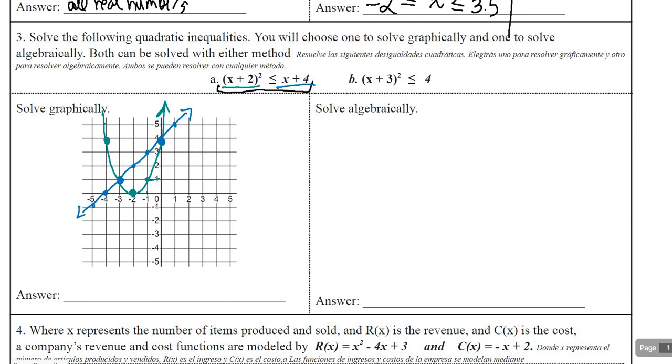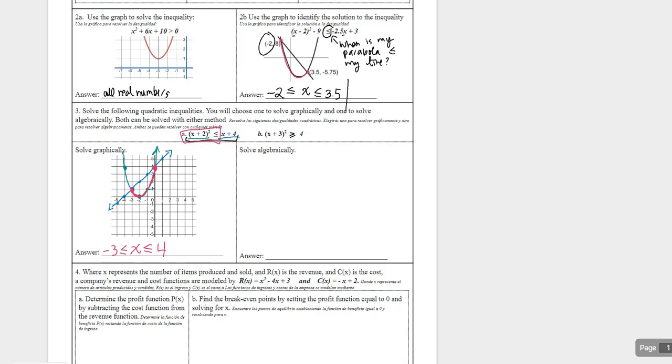And now I need to know, well, where is this quadratic less than or equal to that line? And it's here, everywhere that it's below the line. So the solution set for this one is x is greater than or equal to -3, and x is less than or equal to +4. And that's that. On to the next problem.